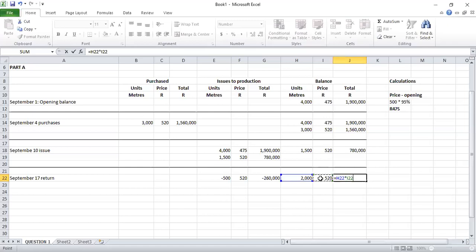You should remember that when production returns to stores, our balance will increase. But when we return to our supplier, our balance will decrease. So you should be very careful with those returns. We can return to our supplier because maybe we're not happy with the goods. That one will reduce our balance. But if we issued production the materials and maybe they were excess to requirements and they return them back to stores, there will be an increase on the balance.